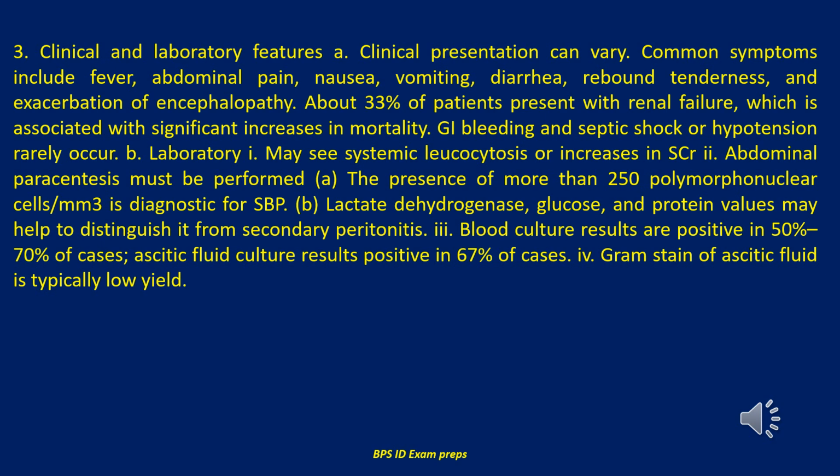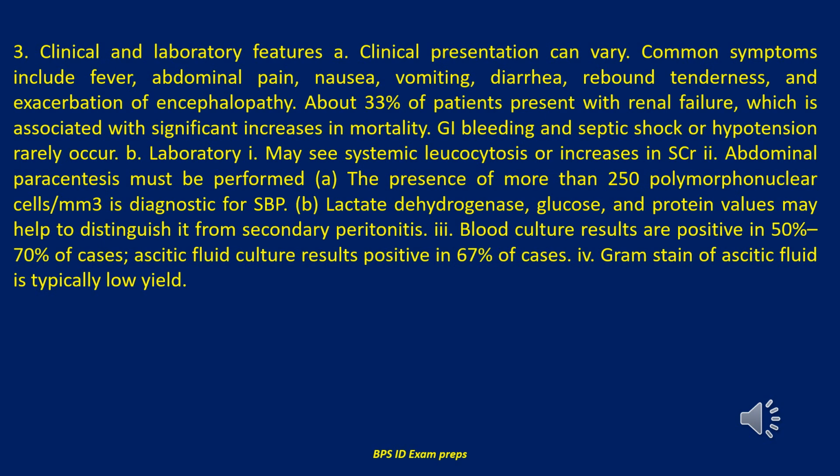Regarding laboratory results, 1. We may see systemic leukocytosis or increases in serum creatinine. 2. Abdominal paracentesis must be performed. The presence of more than 250 polymorphonuclear cells per cubic millimeter is diagnostic for SBP. Lactate dehydrogenase, glucose, and protein values may help to distinguish it from secondary peritonitis. 3. Blood culture results are positive in 50% to 70% of cases. Ascitic fluid culture results are positive in 67% of cases.